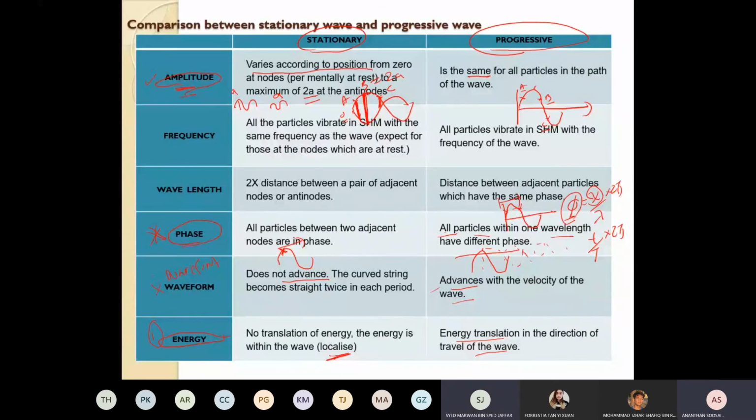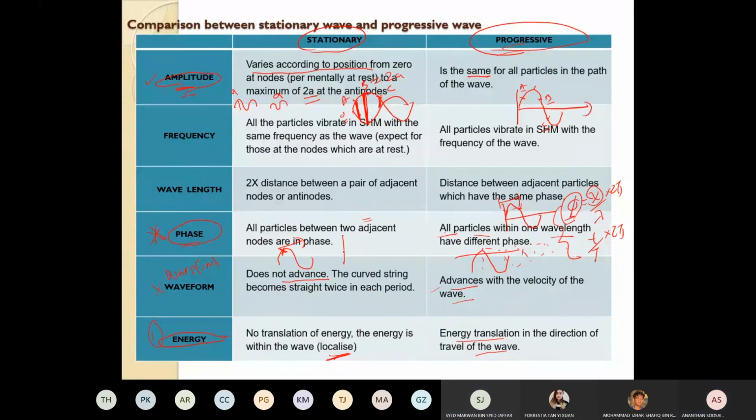Don't ever use these two formulas for a stationary wave. For a stationary wave's phase difference, you can't use these two formulas. These two formulas only find phase difference for what? Only for progressive waves. Remember, X over lambda times 2 pi and T over period times 2 pi only work for progressive waves. For a stationary wave, the phase difference is very easy. No need to calculate. Why?